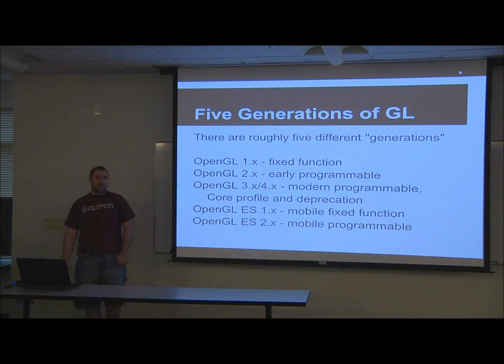OpenGL 2 is what added the first programmable pipeline support. That means it added shaders, and you can start doing cool effects besides just rendering textured triangles, essentially. OpenGL 3 and 4 are the modern versions of OpenGL. I kind of lumped them together because really all 4 did was just add more features to 3. It didn't fundamentally change the way you do graphics programming with OpenGL.